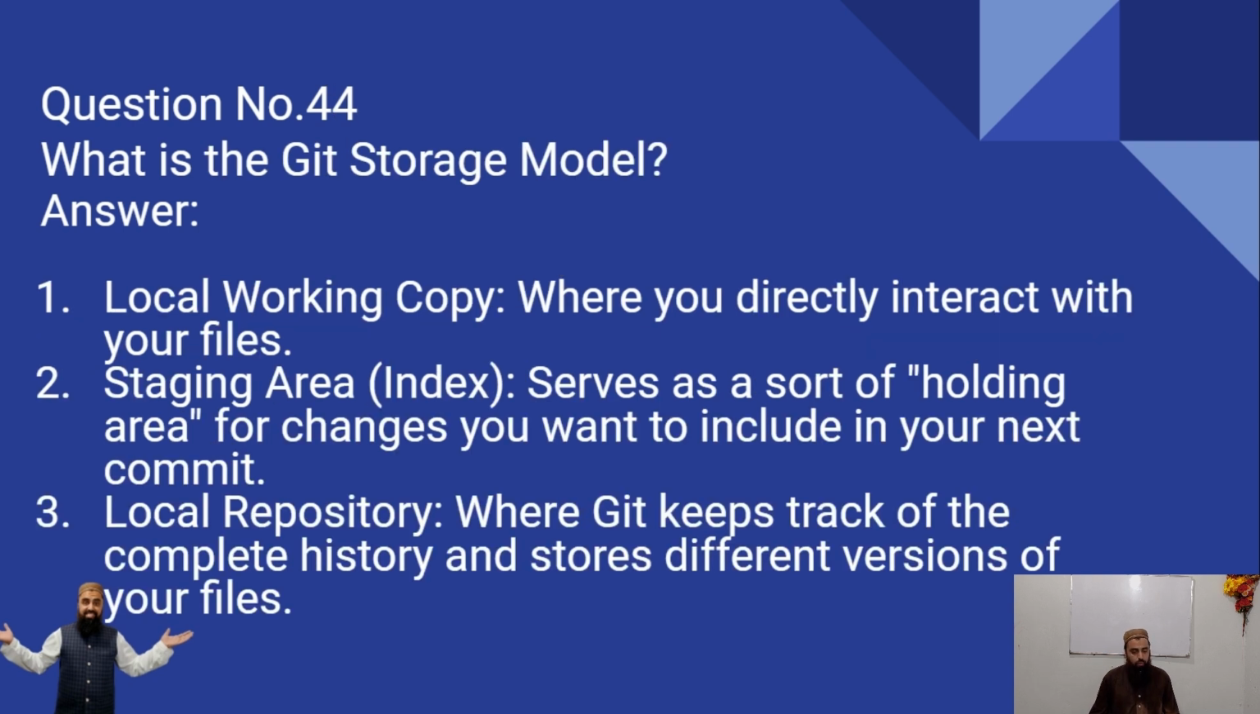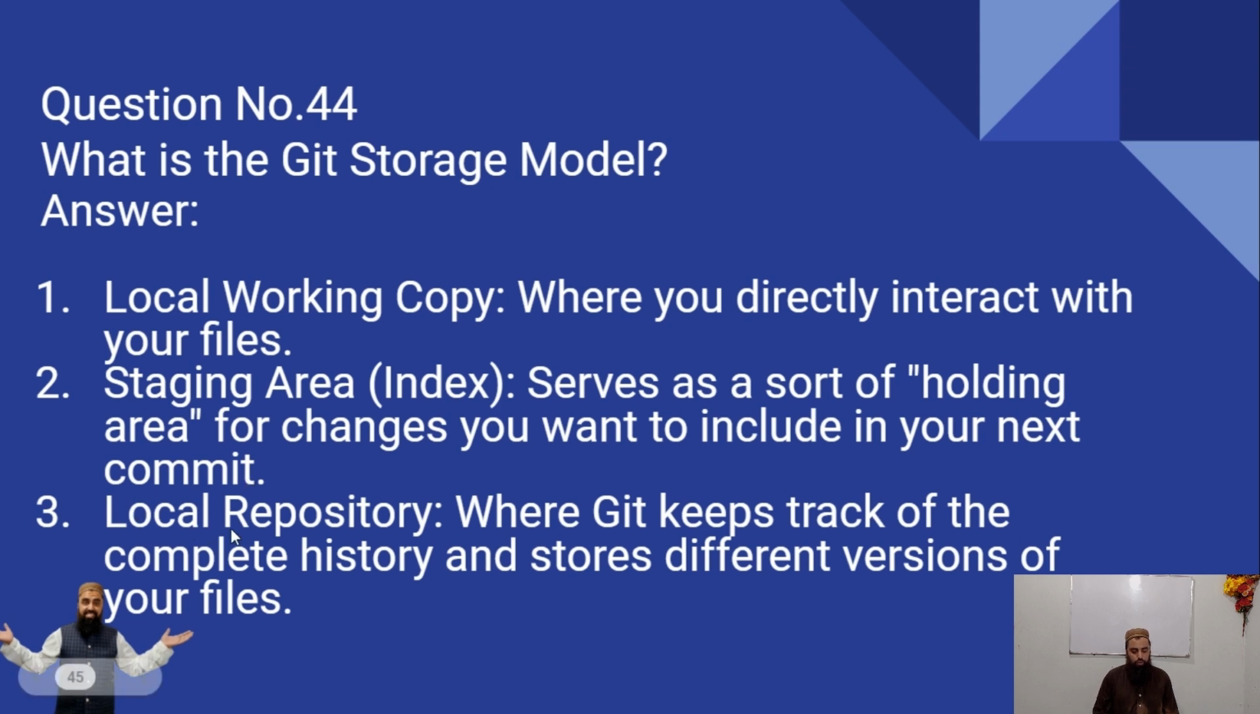Question number 44. What is the Git storage model? How Git stores, manages and tracks files. The answer is, in the Git storage model we have a local working copy, the staging area, and the local repository. I have also mentioned the differences so that you can better understand. Local working copy is where you directly interact with your files. Staging area or index, as we have discussed, serves as a sort of holding area for changes you want to include in your next commit. So all those changes are in the staging area before we commit those changes.